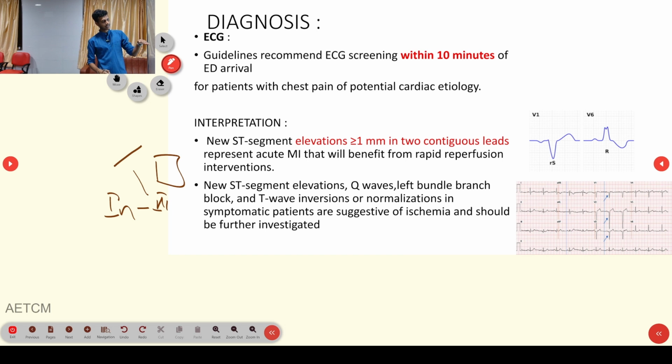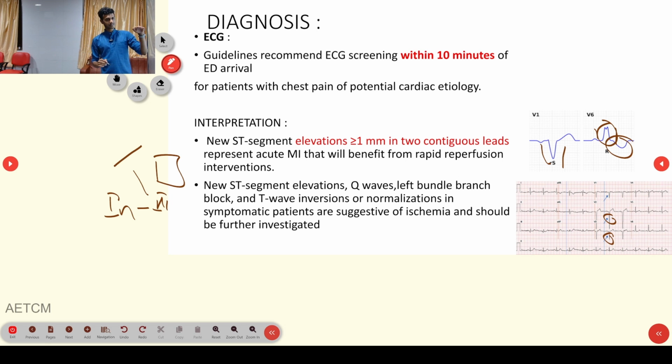The second condition is a new ST segment elevation, otherwise any deep Q wave. Here you can see the deep Q wave. Otherwise, any new onset of left bundle branch block. The criteria for left bundle branch block: in lead 1 there will be a wide QRS, V6 also a wide QRS with an M-like pattern, and you can see the inverted T wave in V6. That is the criteria for left bundle branch block.